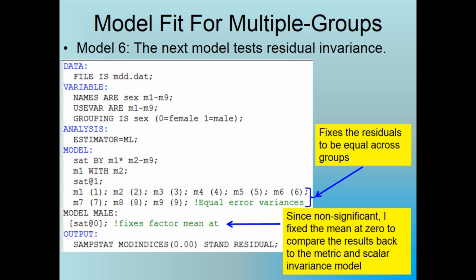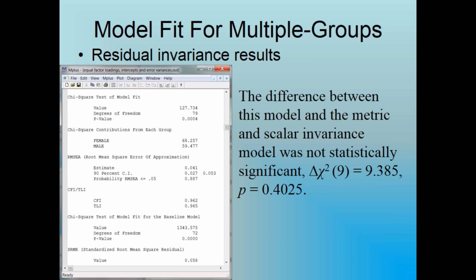We have 9 degrees of freedom here because I'm comparing the model where I had the factor loadings and intercepts invariant to this model here where the loadings, intercepts, and error variances are all equal across the groups. Again, the fact that they're all equal across the groups means you have a strict invariance model.